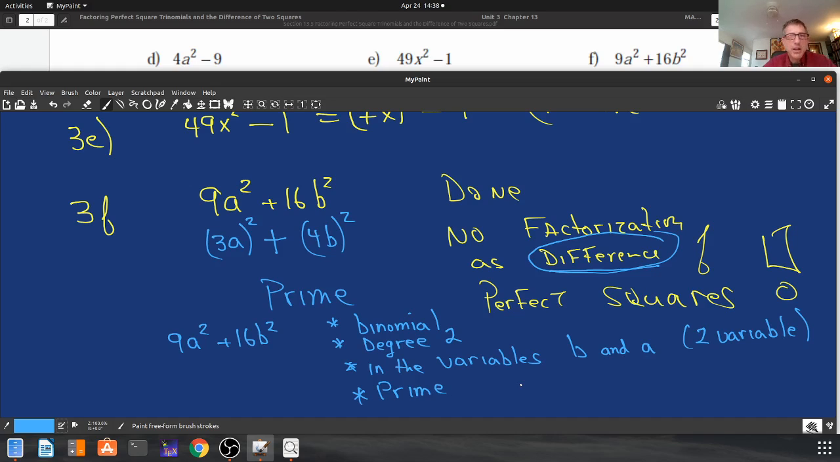At any rate, that's all we have for 13.5 Part B, and I hope you understand this factorization. It's really simple and actually really important.